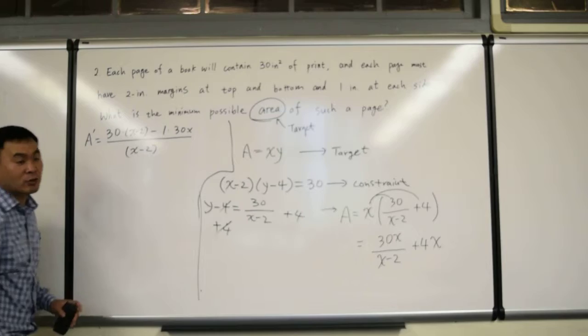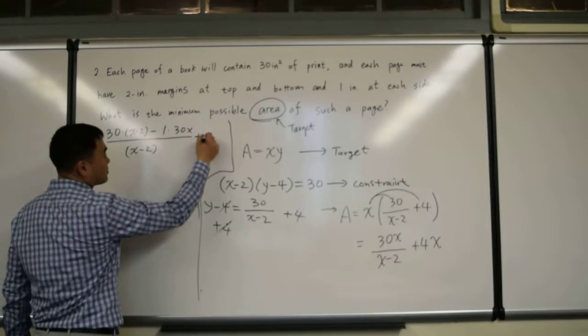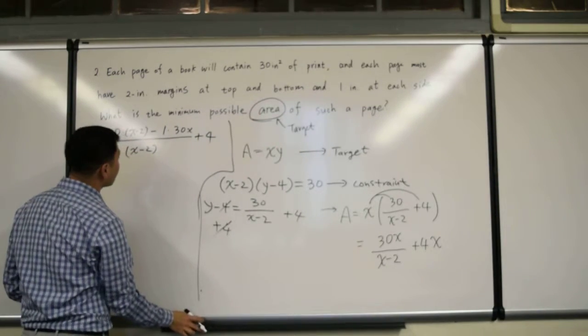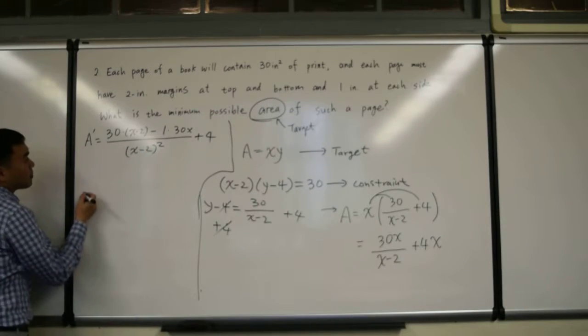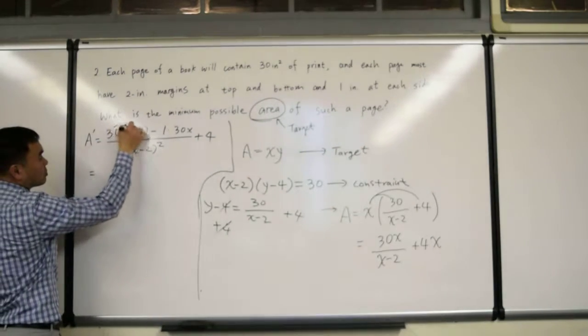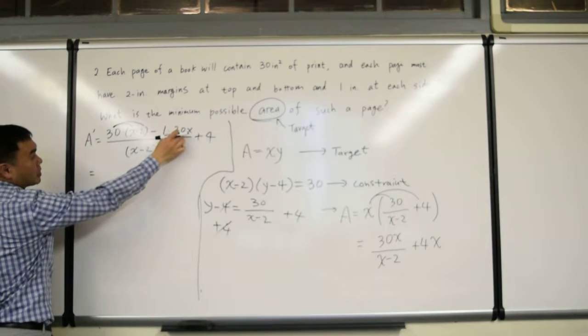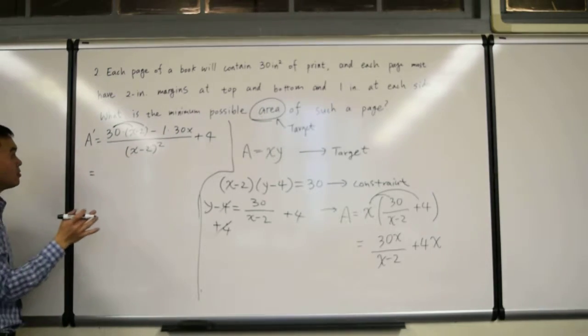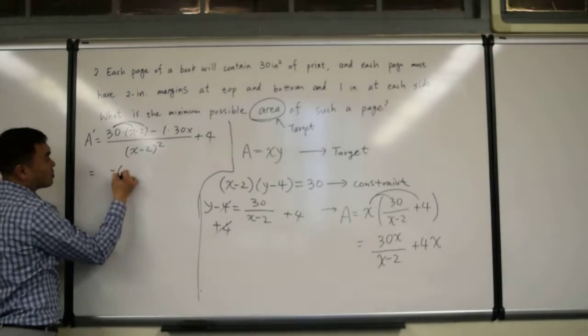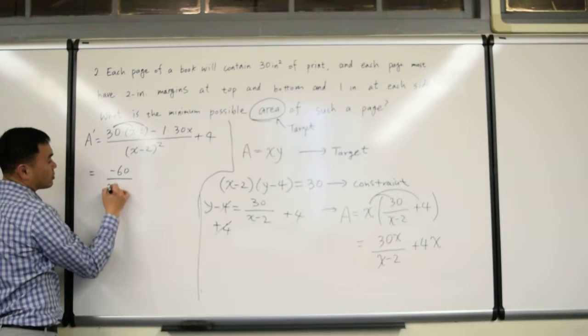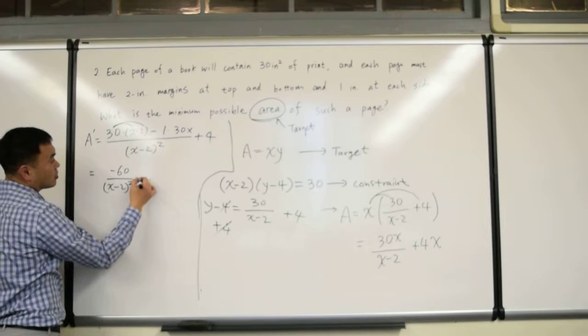And then if you differentiate 4x, that's equal to 4. Low squared. Okay. And then if I multiply this and subtract 30x, 30x minus 30x will cancel the 30x's. So what's left is negative 60 over (x minus 2) squared plus 4.